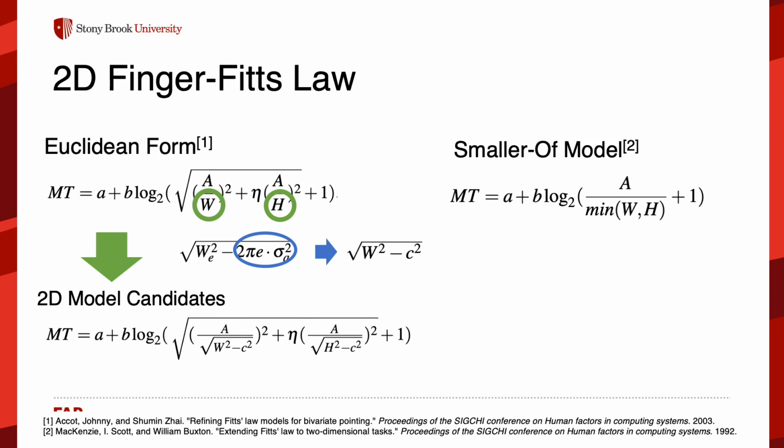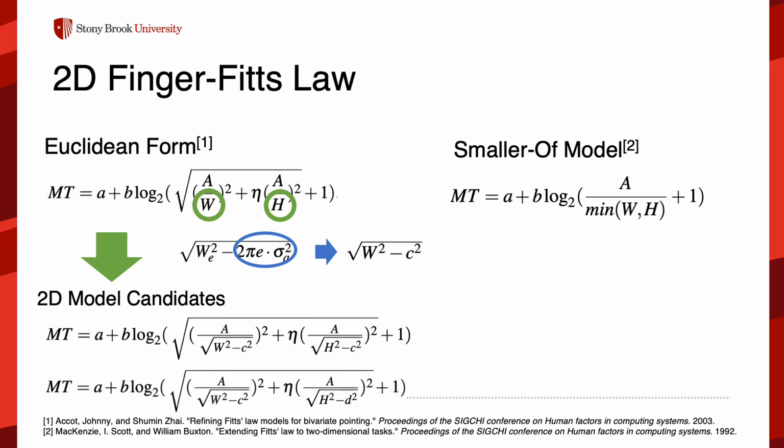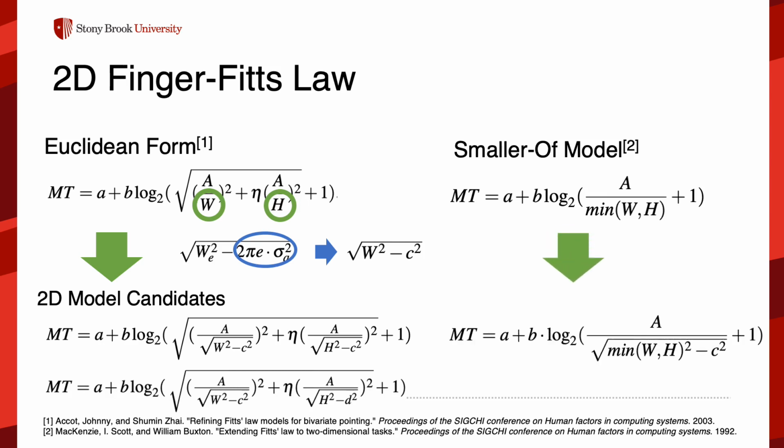The first model is that C square is subtracted from both W square and H square as the same ambiguity. The second one is that we subtract different ambiguity from W and H. And for the smaller-of model, we subtract C square from the minimum of the width and height.